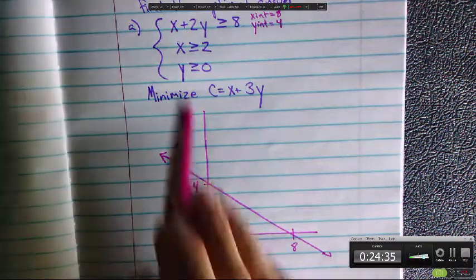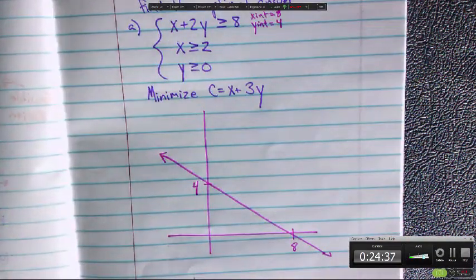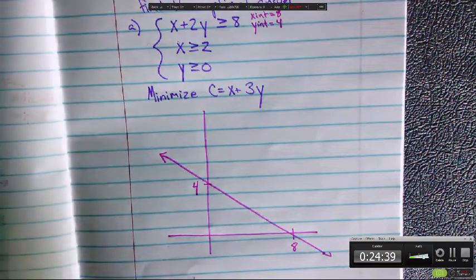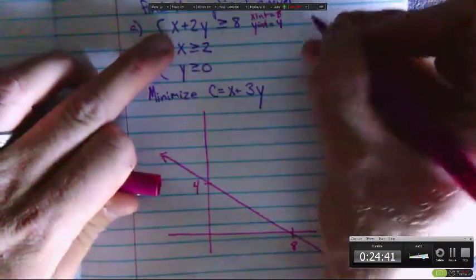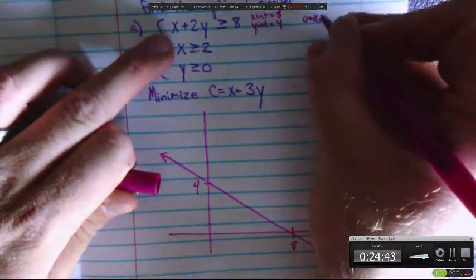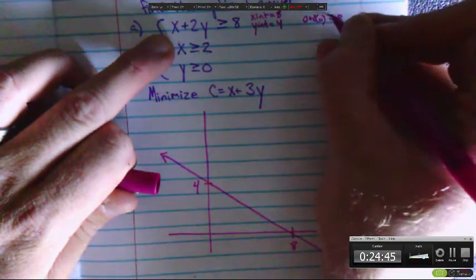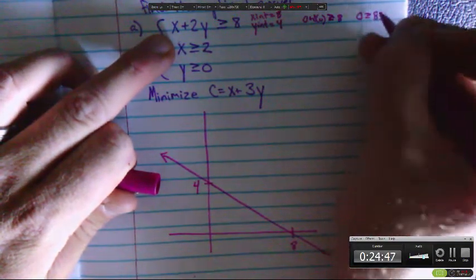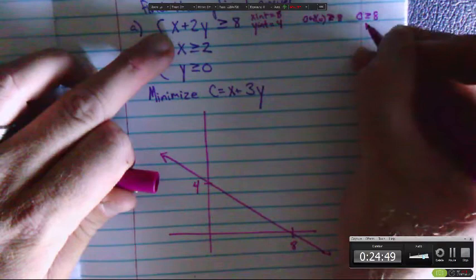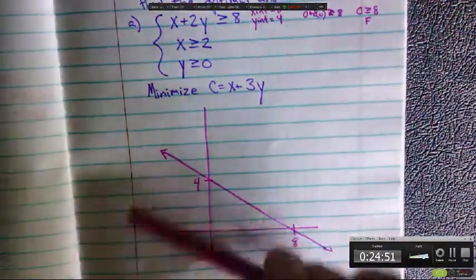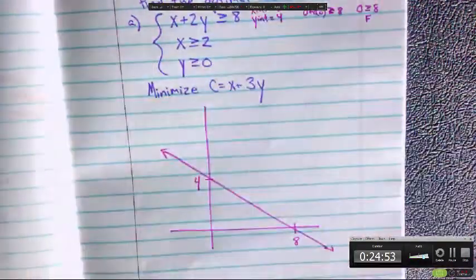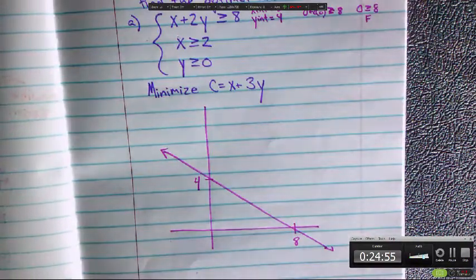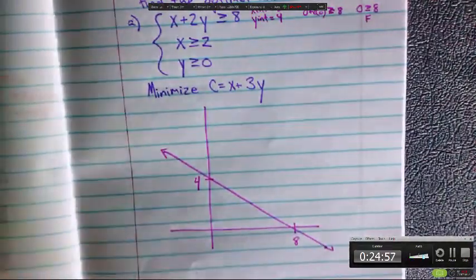Okay, now it says x plus 2y is greater than or equal to 8. If we plug in 0, 0: 0 plus 2 times 0 is greater than or equal to 8. We get 0 is greater than or equal to 8. Is that true or false? False. So do we shade below or above? Above. We would shade above. So here's what we have so far. We've got this region being shaded.